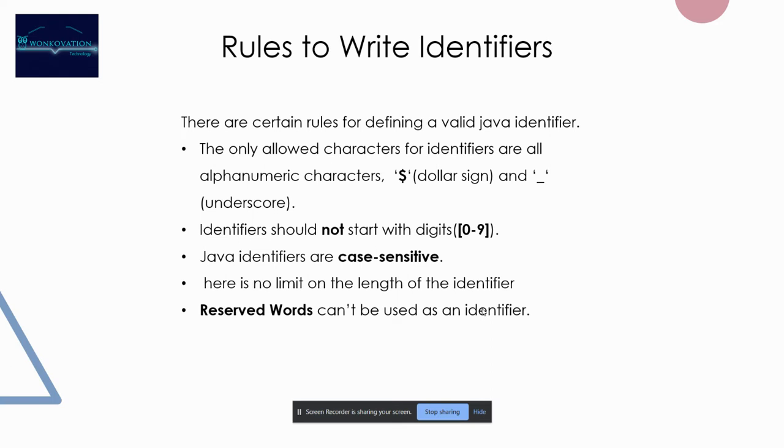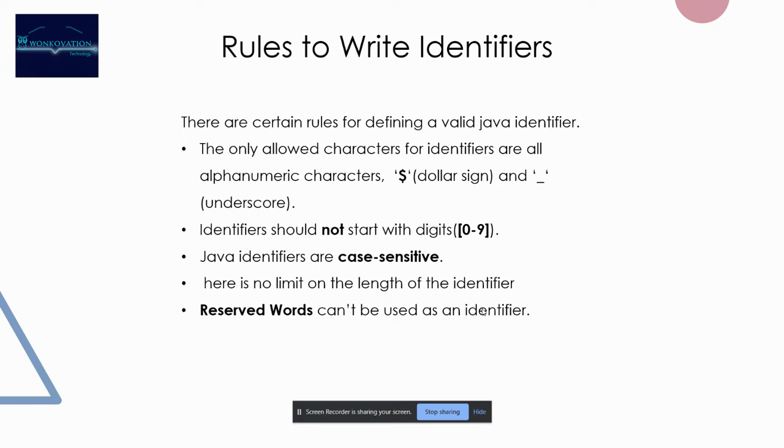Now, the rules to write identifiers. The only allowed characters for identifiers are all alphanumeric characters, A to Z in uppercase, a to z in lowercase, and 0 to 9. We are also allowed dollar signs and underscore. So, you can't use an ampersand or @ sign in an identifier. Like, if you write onCoefficient@ equals 5, then it won't be a valid identifier since @ is not allowed in identifiers.